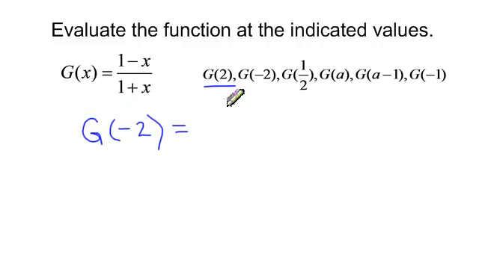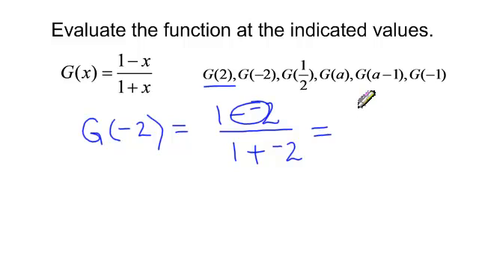Be careful here. I have 1 minus, and x is a -2. Do not make a careless error there. Then 1 plus x in the denominator, that would be 1 plus a -2. In the numerator, 1 plus 2 is 3. In the denominator, 1 minus 2 is a -1. 3 divided by -1 is just -3. I have my answer for g at -2.